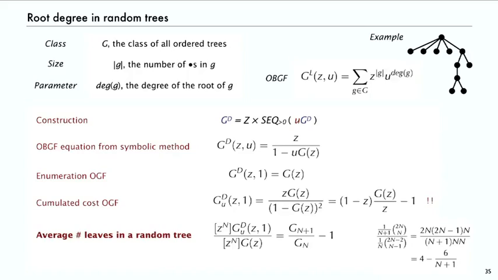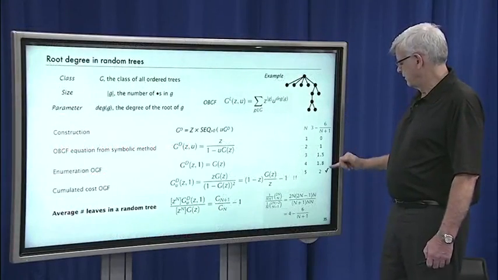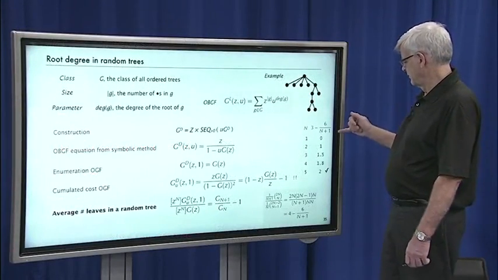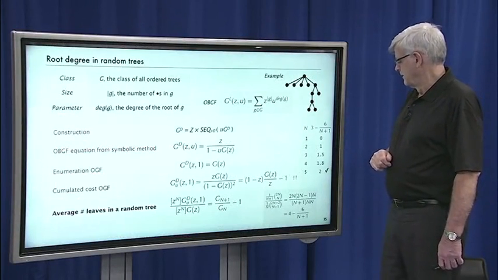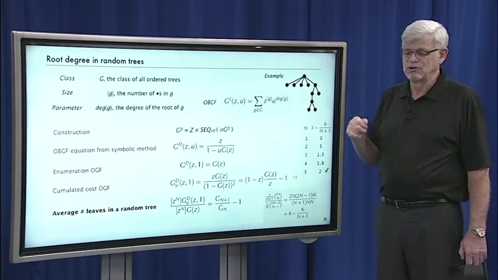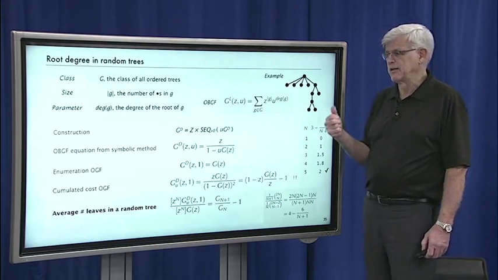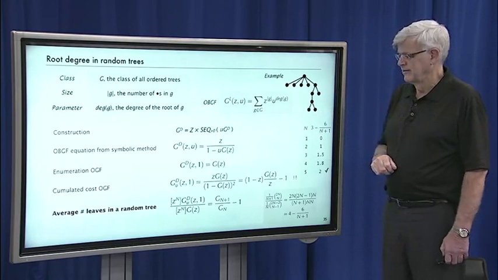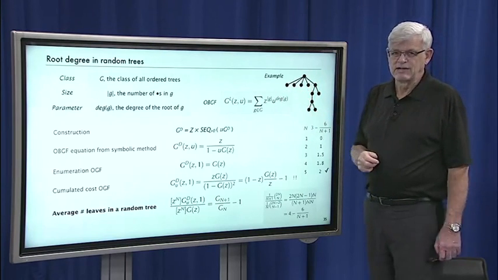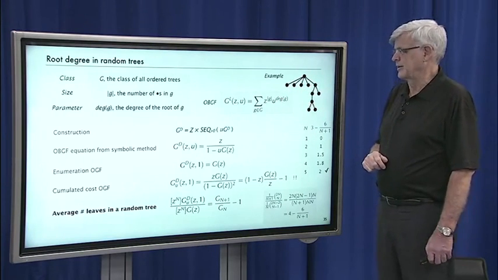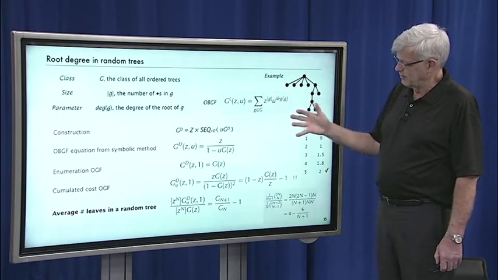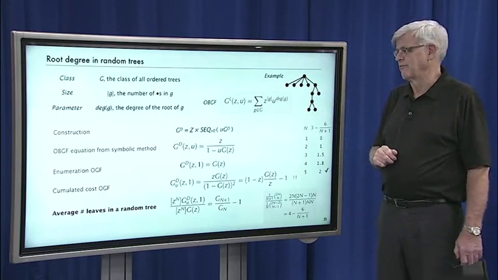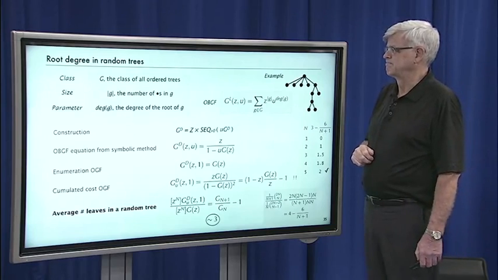It's 4 minus 6 over n plus 1. Minus 1 is 3 minus 6 over n plus 1. And that's what we observed on the previous slide: 1, 1.5, 1.8, and 2. The average number of leaves in a random tree with n nodes is about 3. It converges to 3. And again, that's an interesting fact to know for certain practical applications, and it's available with some calculation directly via the symbolic method.